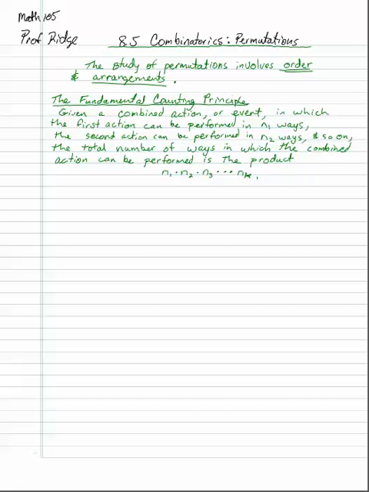The fundamental counting principle. So given a combined action or event, that's a keyword, in which the first action can be performed in n sub 1 ways, the second one n sub 2, and so on. The total number of ways in which the combined action can be performed is the product, n sub 1 times n sub 2 times n sub 3 up to n sub k. Okay, so you just take the product of all the number of ways. Let me give you an example.